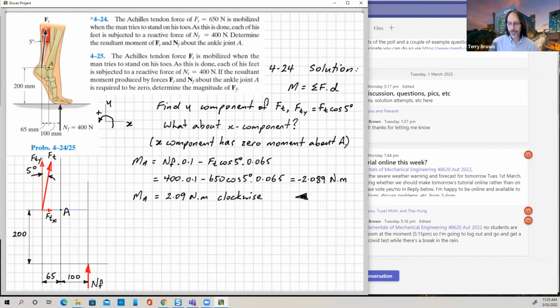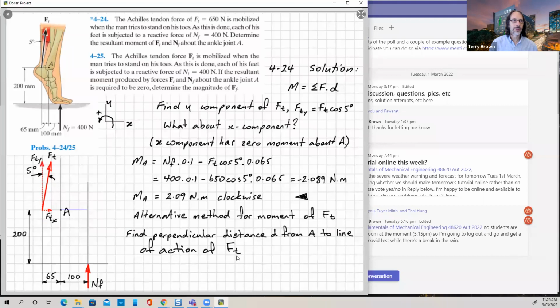Oh yeah, so the alternate way of calculating the moment of Ft. So how many people did it this way that I've been through now? Only Yanni. Right? Only Yanni's doing any work. Okay, Kaylin did it that way. Cool. All right, so the alternate method for the moment of Ft is, as I started to explain at the start, to find the perpendicular distance between the line of action of Ft and point A. Anyone do it this way? Anyone use this approach?